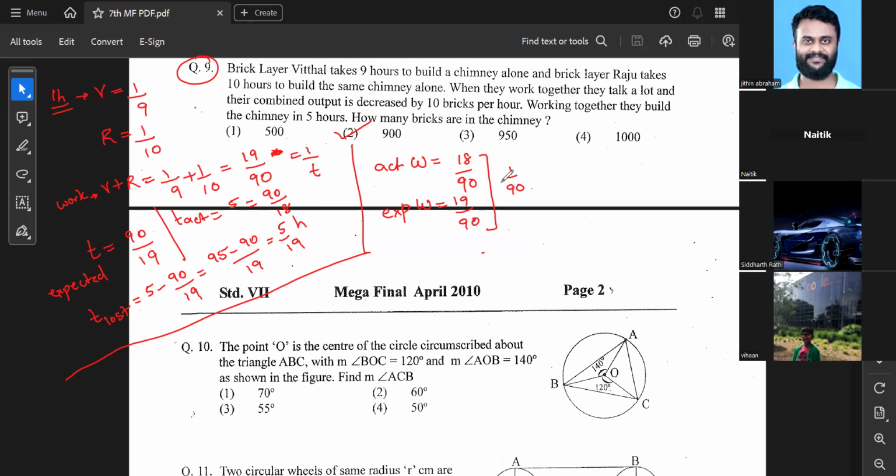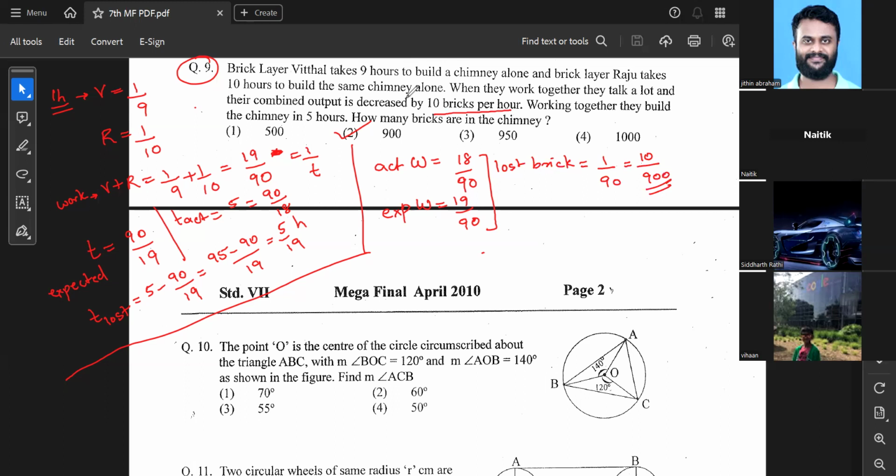Speaking about lost brick, consider it as lost brick. I'll erase this. So the lost brick is 1 by 90. The question says that these guys have lost 10 bricks in an hour. So if you make it 10, then the denominator becomes 900. And hence 900 is the correct answer.